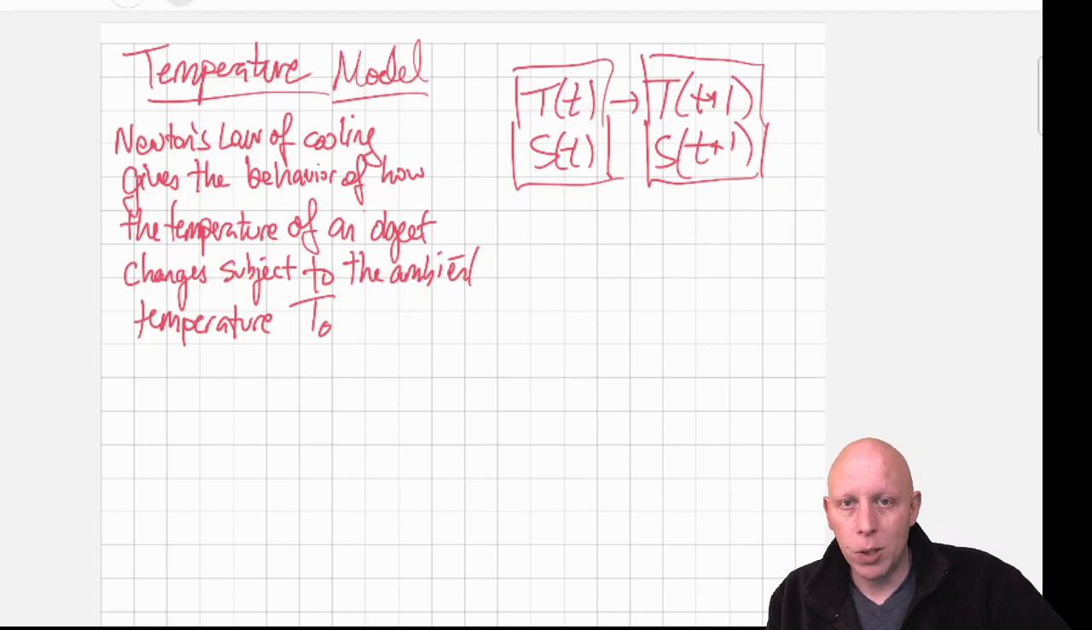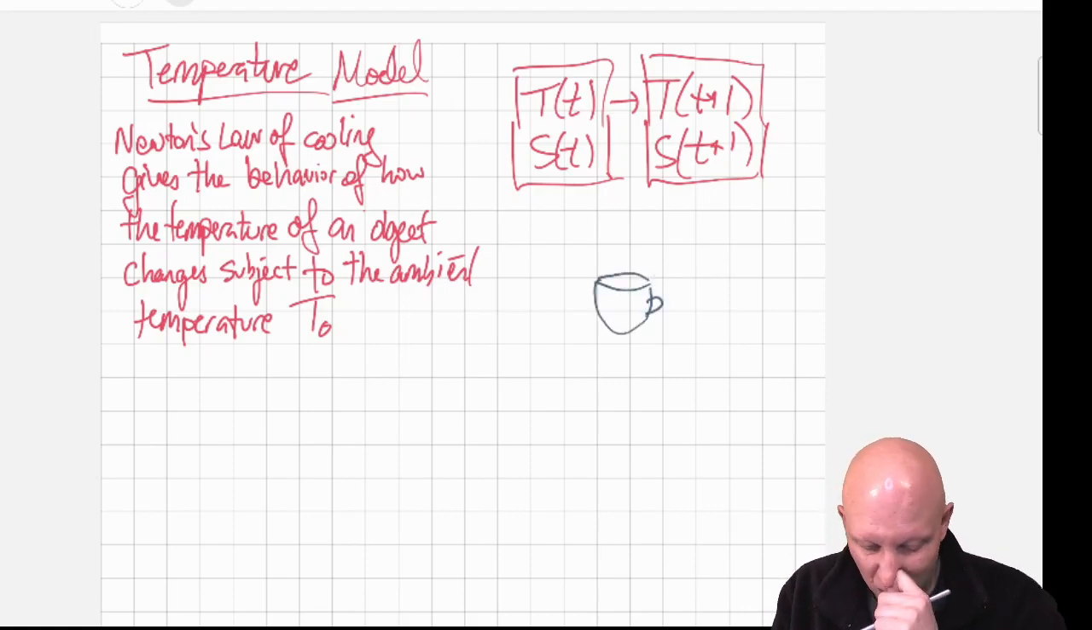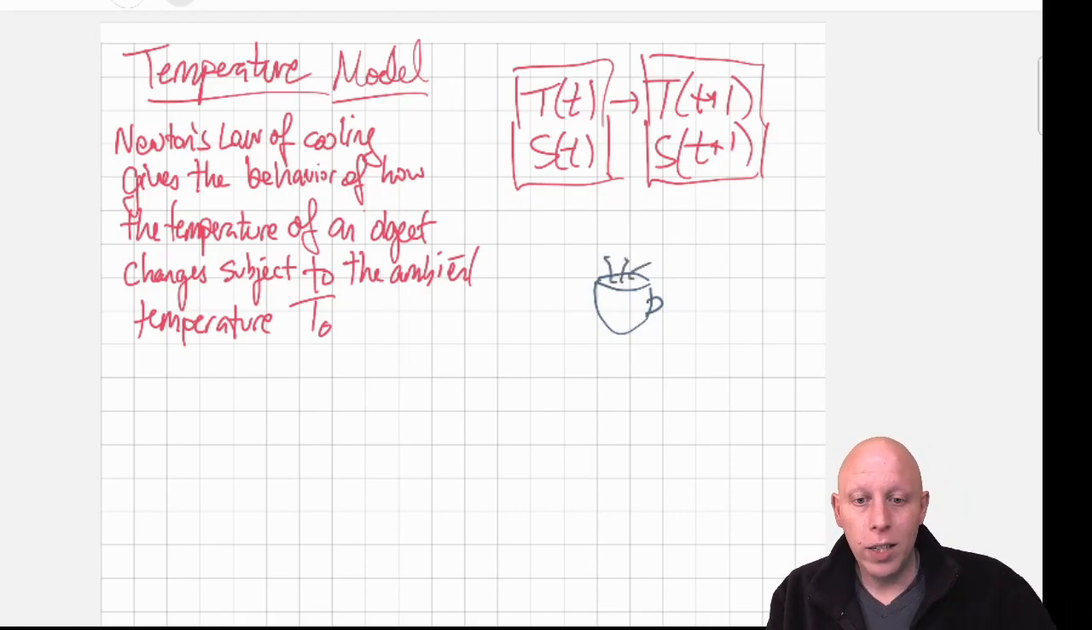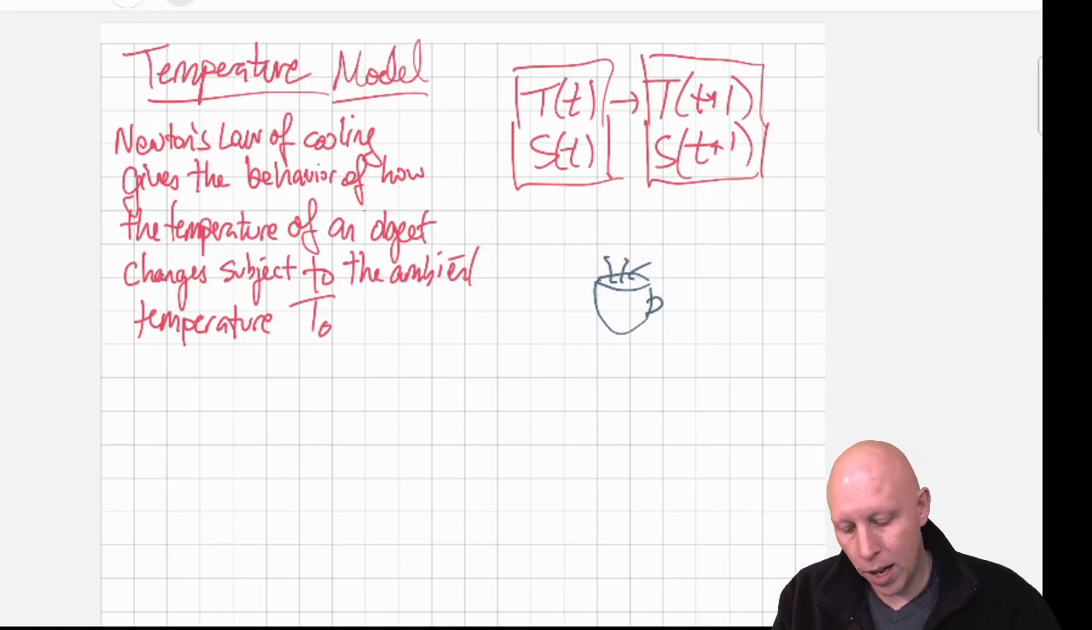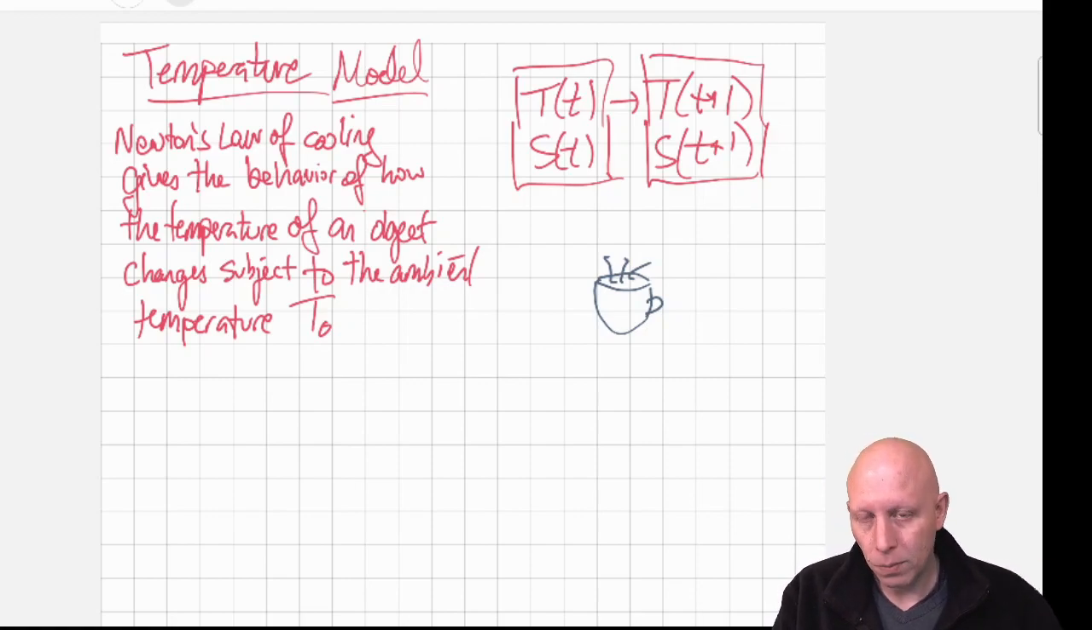to the ambient temperature. So what we're talking about here is that if you leave some coffee out, it's really hot, but then it's cooling down over time. And the question would be, how would the temperature of the coffee change over time?